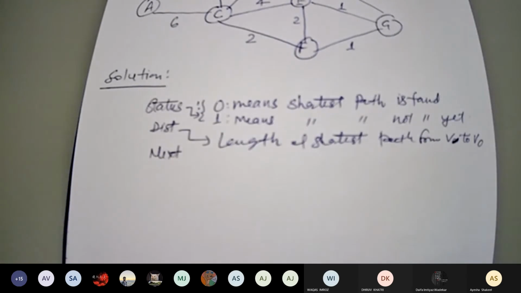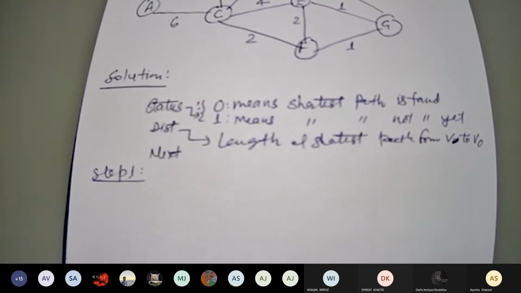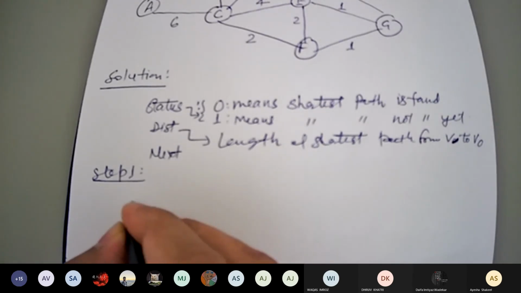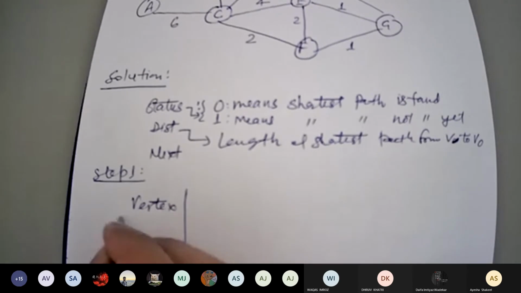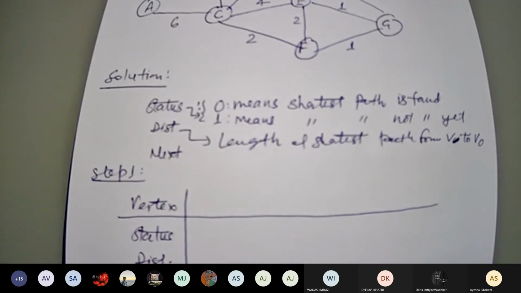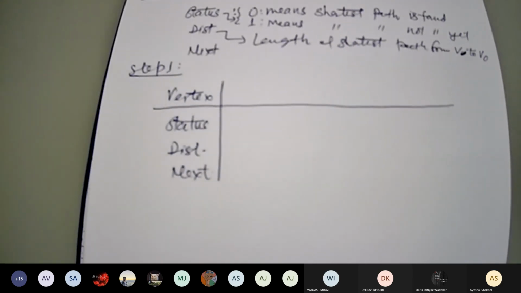For step 1, how will you solve it? How many vertices are there? We will write vertex, and the 3 things I told you earlier: status, distance, and next.